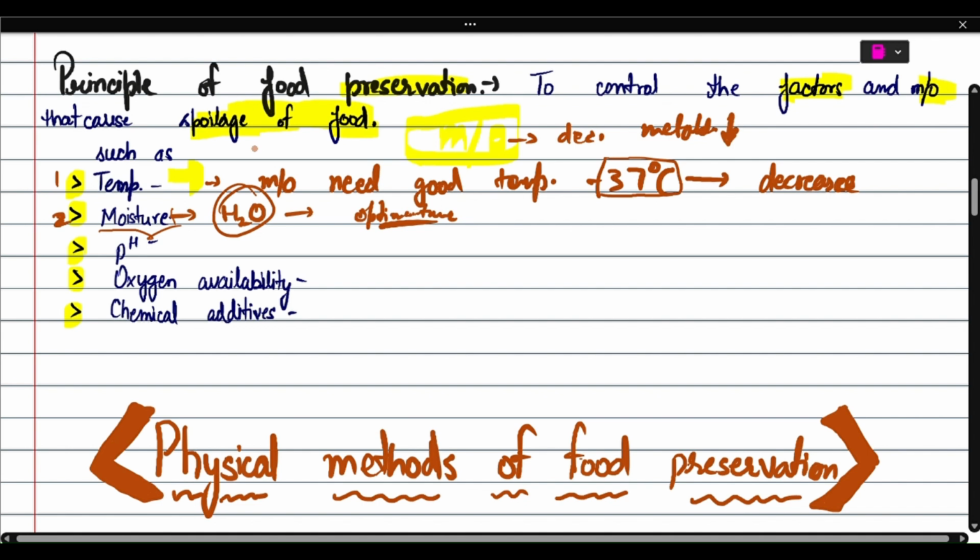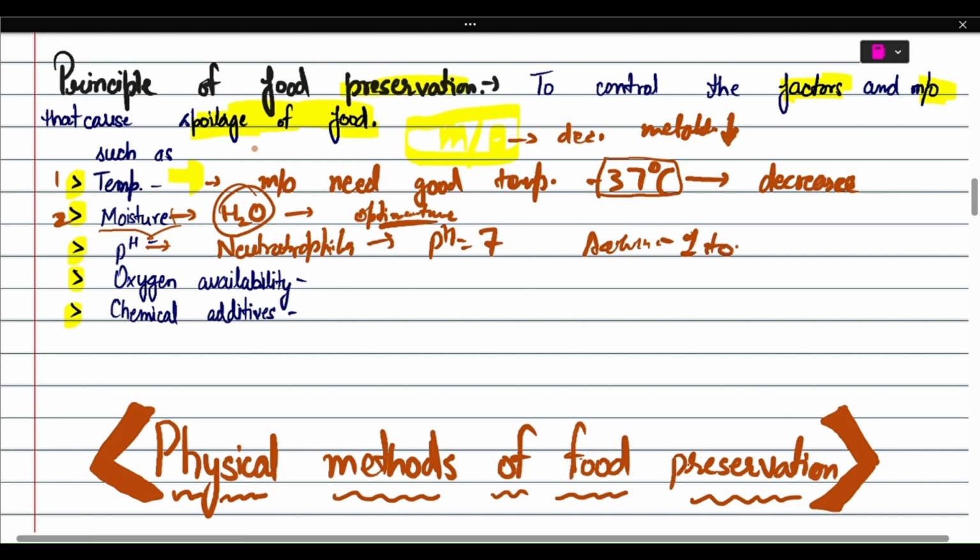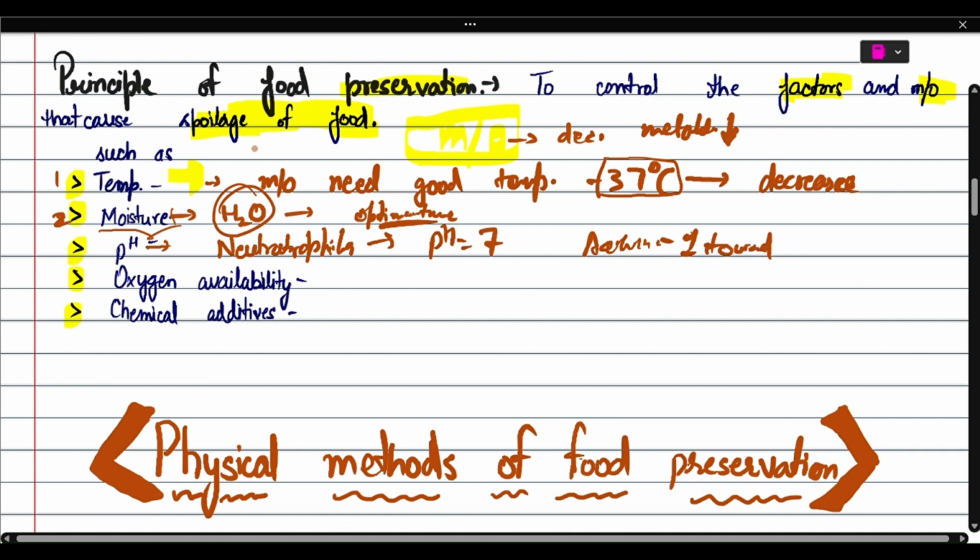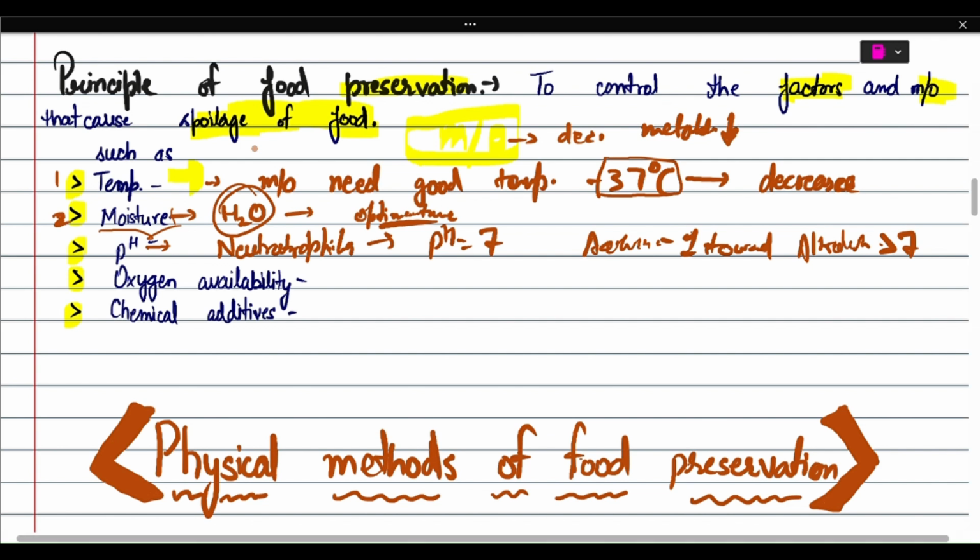Then we have pH. We take the example of neutrophiles. Neutrophiles are the class of bacteria which grow around pH 7. Then we have acidophiles, which grow toward pH 1. And then we have alkalophiles, which grow above 7, at pH 8, 9, 10, like that. So by adjusting the pH, we can also increase the shelf life of our food.